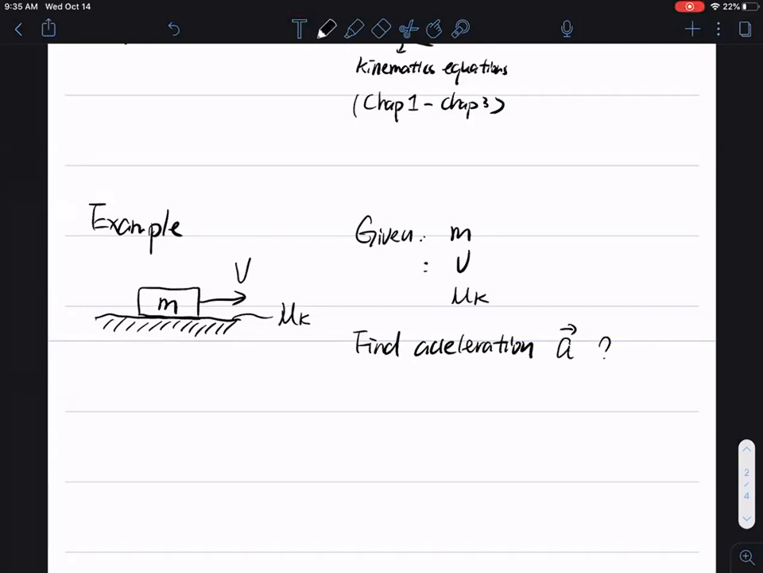First, let's look at this situation. If we have a block moving on a surface with an initial speed, and if there's friction, what would happen to that block? It would slow down, and eventually stop, right? So we're trying to find out what is that acceleration that caused the slowing down.